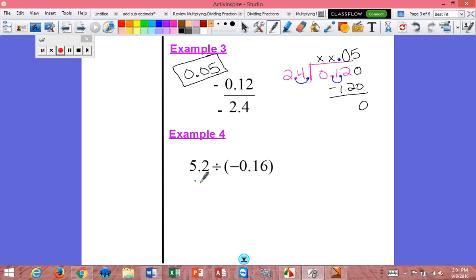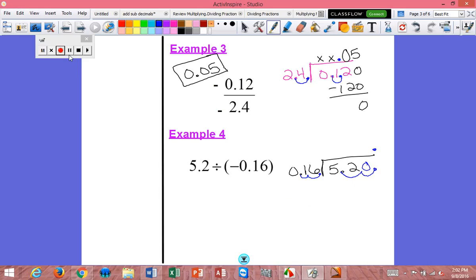Example 4, we have 5.2 divided by -0.16. First number goes inside. Again, I have a decimal on the outside, so I want to move that to make it look like a whole number. So I moved it twice to the right, so inside I am moving that decimal twice to the right.